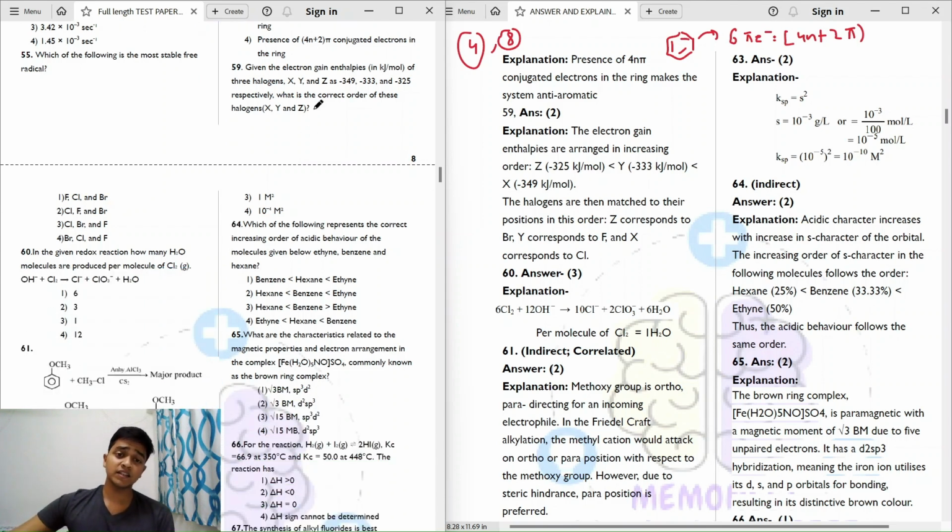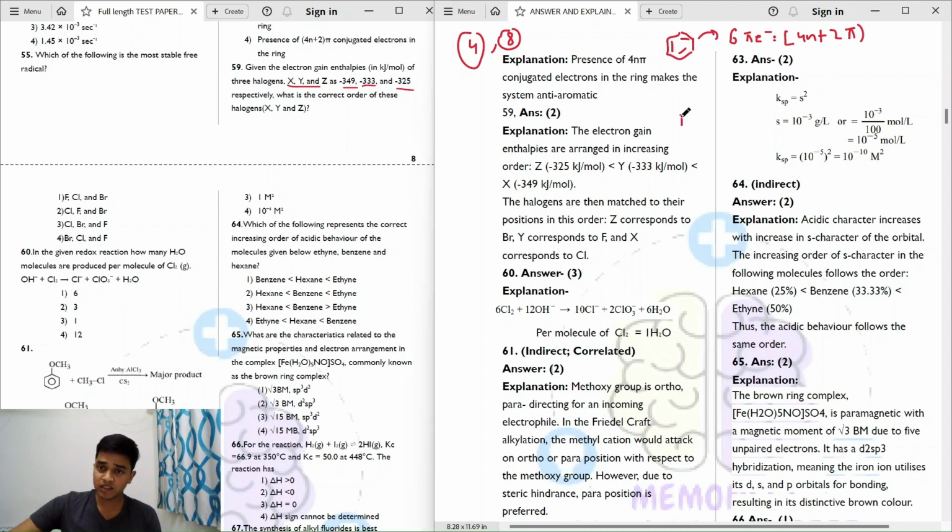The question says, given the electron gain enthalpies of three halogens X, Y, and Z as minus 349, minus 333, and minus 325, what is the correct order of these halogens? Generally we might look for a trend, but in the case of the halogens we have an exception in the electron gain enthalpies. Since fluorine is the most electronegative, we'll think that it will have the highest electron gain enthalpy, but that is not true because of the very small size of the fluorine atom.